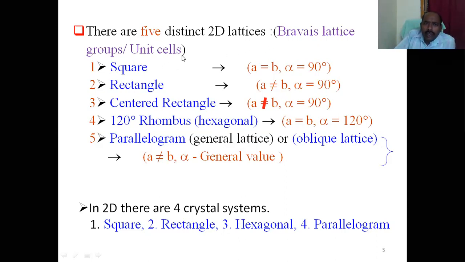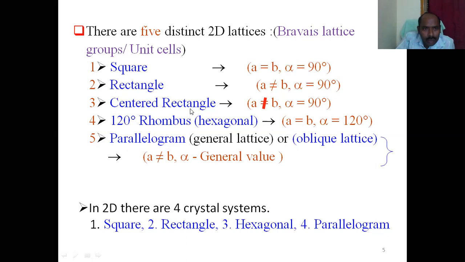So we can say there are 5 unit cells also. We have to remember the crystal systems are different. The crystal systems are defined according to geometrical symmetry only. But Bravais lattices are not defined according to geometrical symmetry alone.